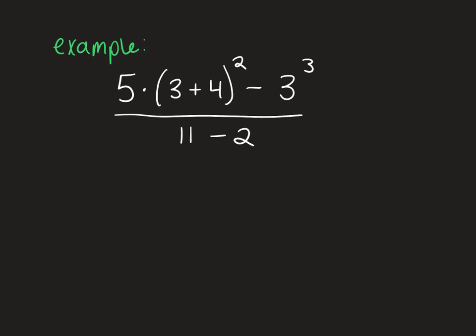All right, so according to order of operations, what's going to be the first place we start at? Yep, 3 plus 4. Right, so again, you need to do your parentheses first, so that's going to be our 3 plus 4. So that's going to be 5 times 7 squared.